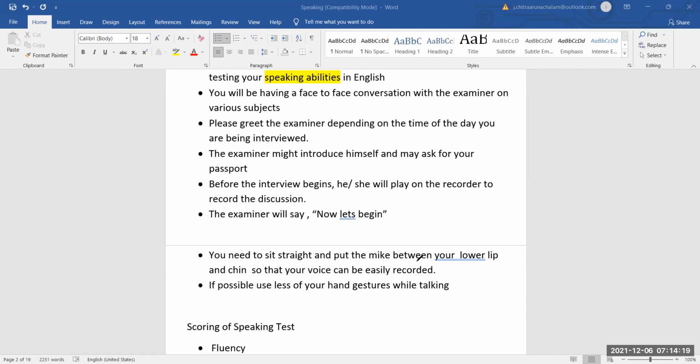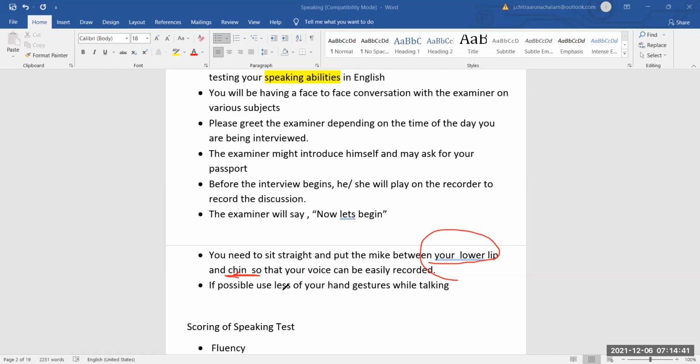And how to place your mic? Some students place their mic between their lips, the lower lip and upper lip. You must not do that. You have to place your mic between your lower lip and chin, so that your voice can be easily recorded and the words will be captured well.